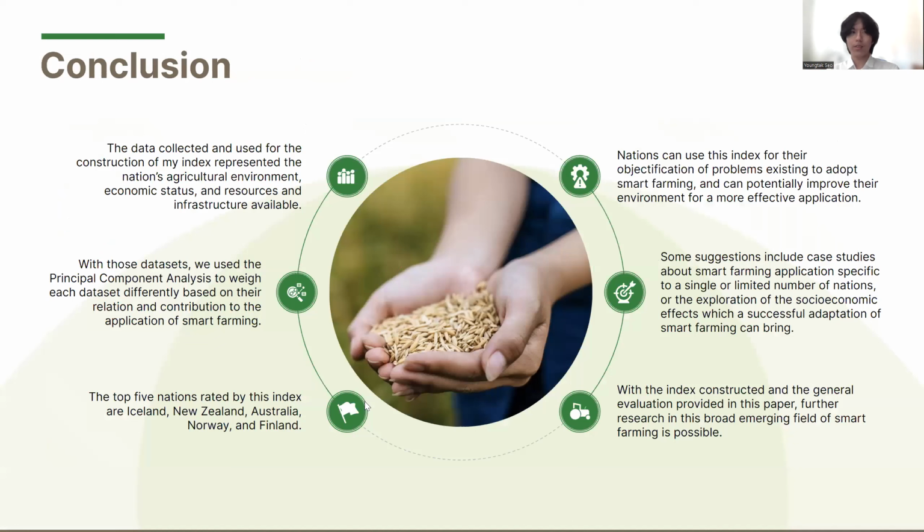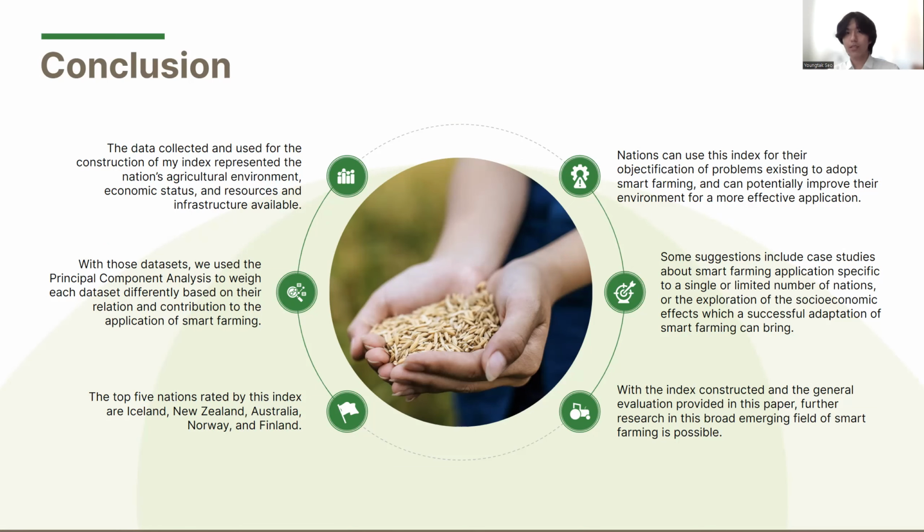So this is our conclusion. So the data collected and used for the construction of my index represented the nation's agricultural environment, economic status, and resources and infrastructure available. With those data sets, we use the PCA to weigh each data set differently based on their relation and contribution to the application of smart farming. The top 5 nations rated by this index are Iceland, New Zealand, Australia, Norway, and Finland.